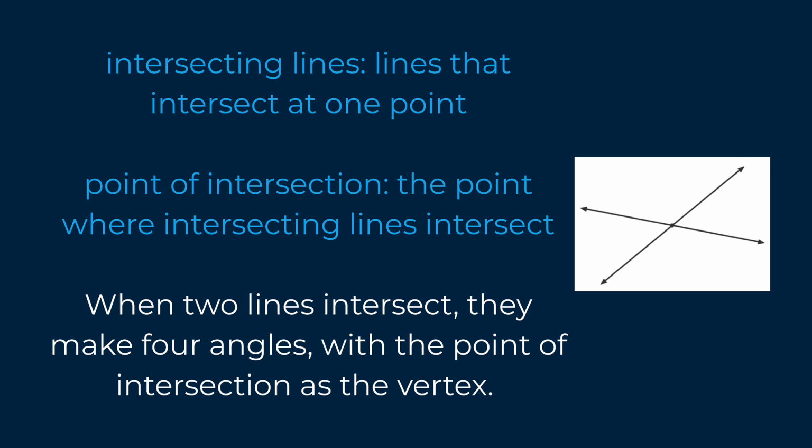intersection. The key thing here to notice is that when two lines intersect, they make four angles because they make four rays, the point of intersection and the four rays coming out of it. And those four rays make four angles, and they all are adjacent angles to each other. And the point of intersection is the vertex for all four angles. As you can see in the diagram, we have the point of intersection, and then there are four angles, one on top, one to the right, one below, and one to the left.